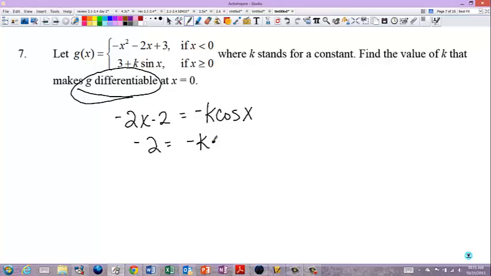Where'd my negative k go? I appear to have lost my negative k. Oh, it shouldn't be there. It's the derivative of sine is cosine. Gosh. Okay, so because cosine of 0 is 1, it's just k equals negative 2.